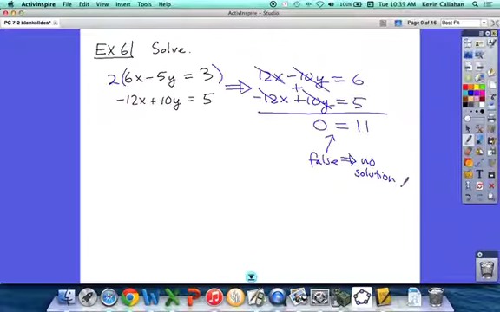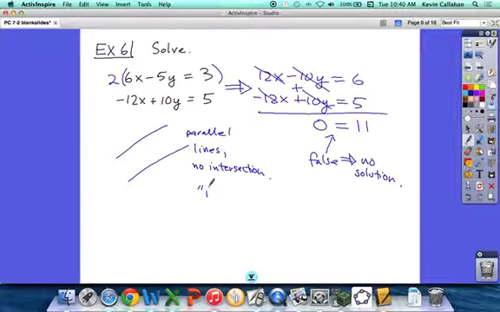Okay, what does that mean in terms of the graphs of those two lines? They don't cross, right? That means you've got parallel lines. Parallel lines don't cross. No intersection. In the book, they use a word for this. They call that inconsistent. I don't really care so much about the word, but you probably see it in some of their directions and things like that. So that is called inconsistent.